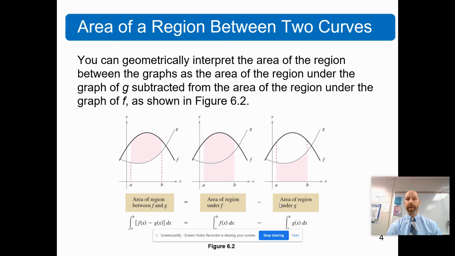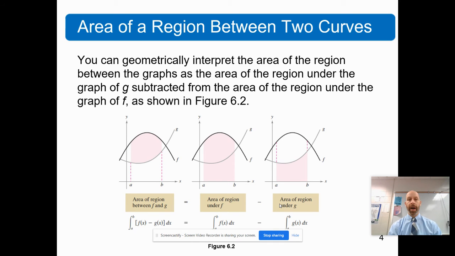You can geometrically interpret the area of the region between the graphs as the area of the region under the graph of f, subtracting the area under the graph of g, as shown in this diagram. So we've got the top function here, this is the f function, and then the bottom function, this is the g function.